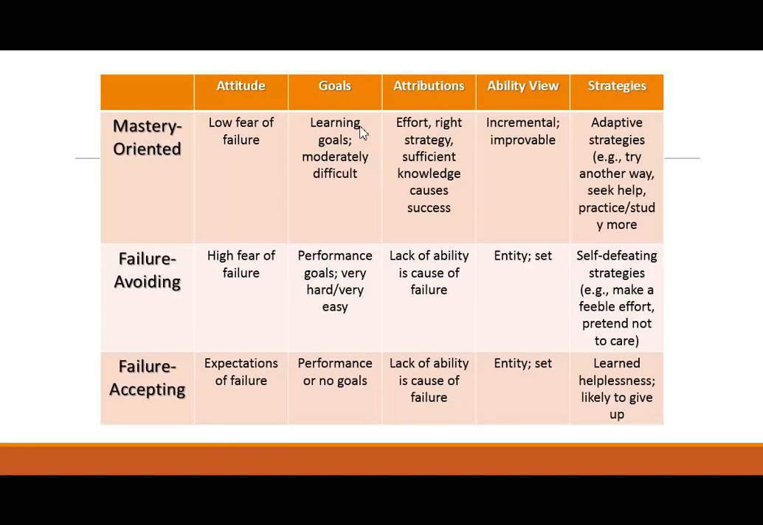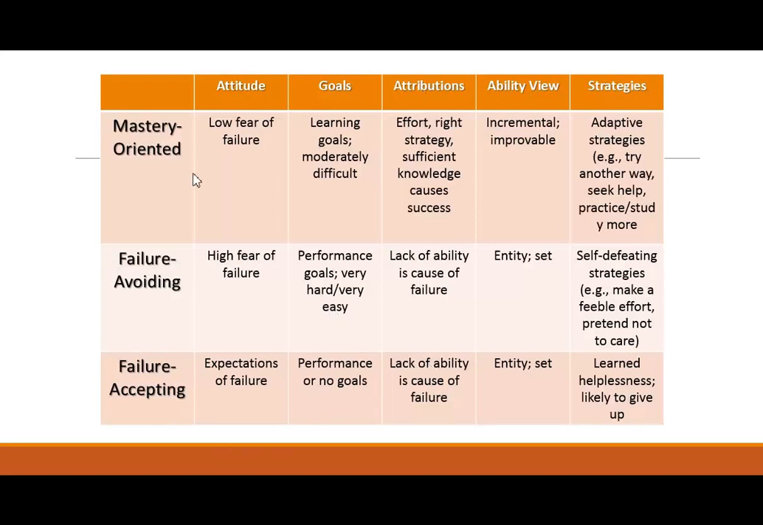Goals. Mastery-oriented have learning goals. They're going to pick moderately difficult goals. Failure avoiding, these people are going to choose performance goals. Very hard or very easy. They want to impress people. Failure accepting people are going to choose performance goals or no goals at all.